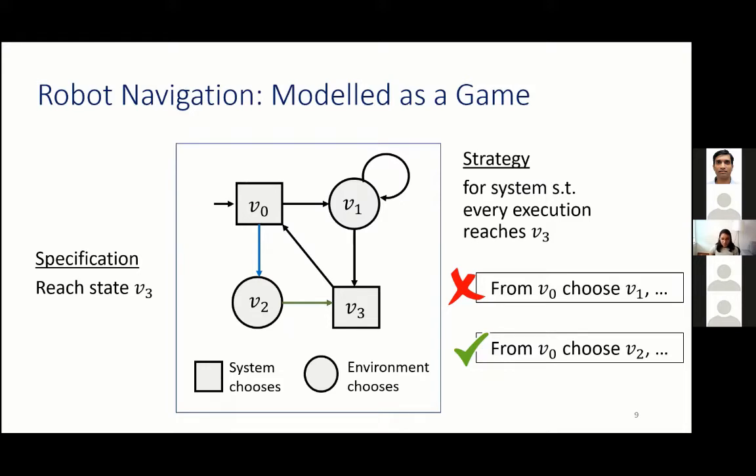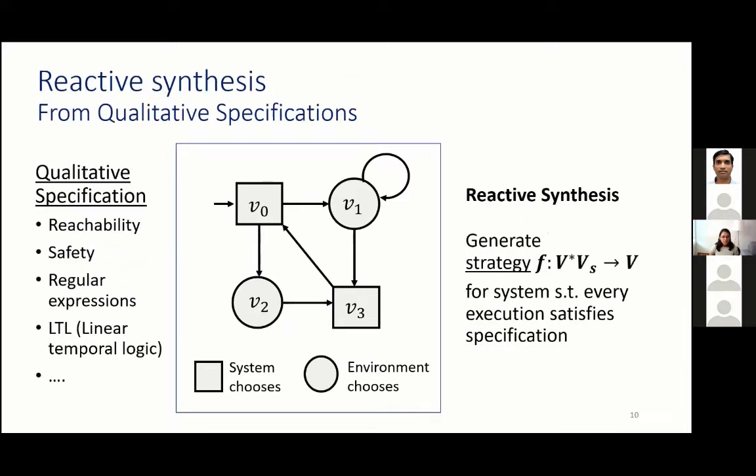Now, reactive synthesis is the problem to automatically construct such a strategy. So given a specification, and in existing work, the specification is a qualitative specification. So it could be specifications like reachability objectives that say to go to a certain state, safety objectives, which say to avoid a given set of states, or something much more complex, expressed using regular expressions, linear temporal logic, and so on and so forth.